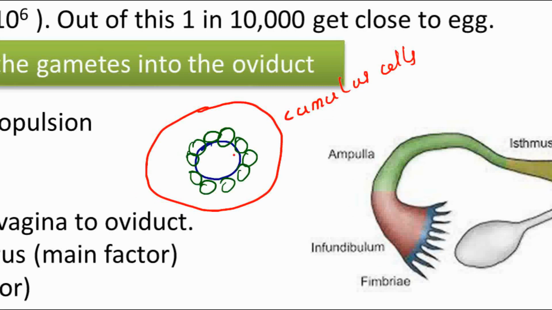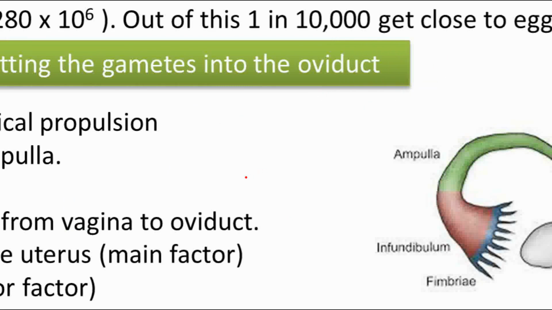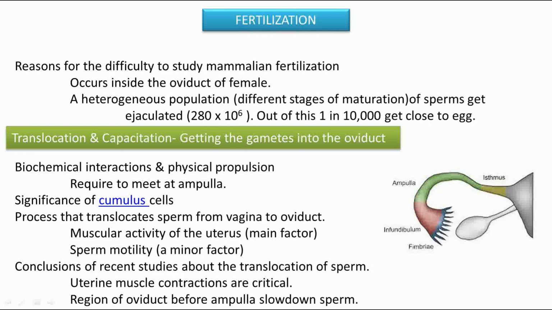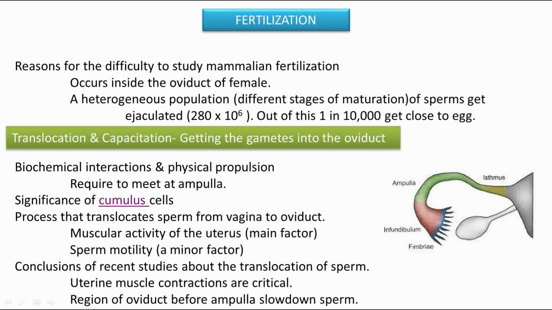Then I will show you an image of that cumulus cell. This is an ovarian follicle, and in this ovarian follicle we can see the ovum. It is encircled by a layer of cells. The cells are called cumulus cells. Only together with this cumulus layer can a mature ovum be picked up by the fimbriae. It picks up the mature ovum along with the cumulus cells.